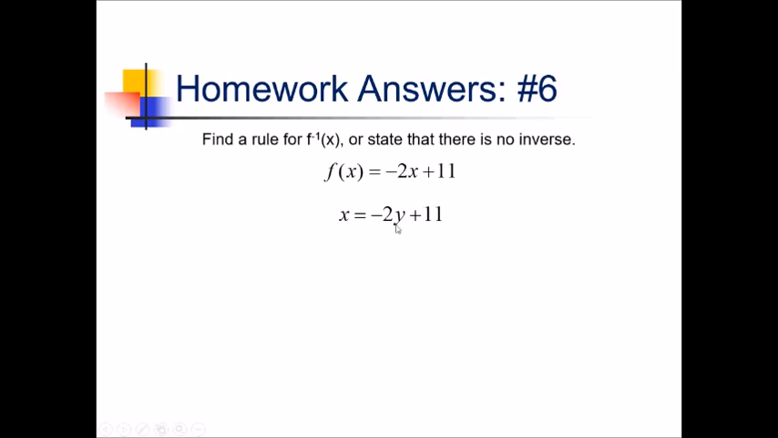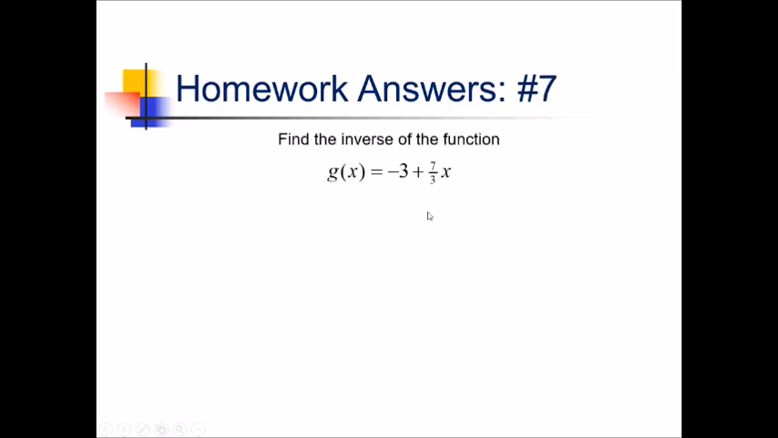So we can start by subtracting 11 from both sides. And then we have to divide by negative 2. So we'll call this f inverse equals x minus 11 all over negative 2.